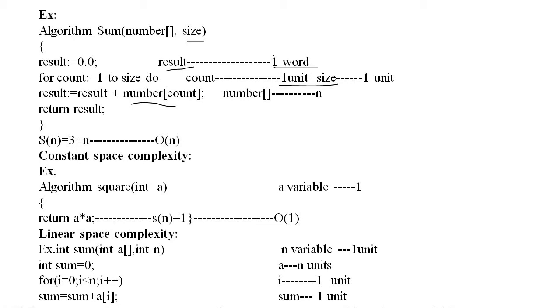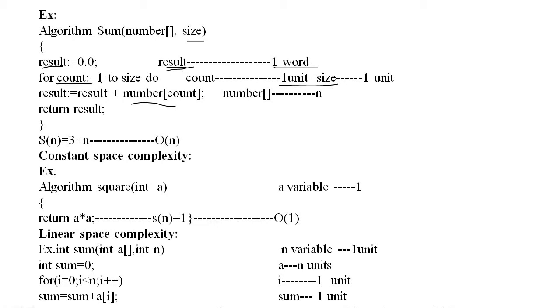So instead of that, for every variable, I am considering 1 unit of size or 1 word of size. So what are the fixed components here? One result is there to find out the summation. This is the fixed one, and for that 1 word is there. It doesn't depend upon the input and output.